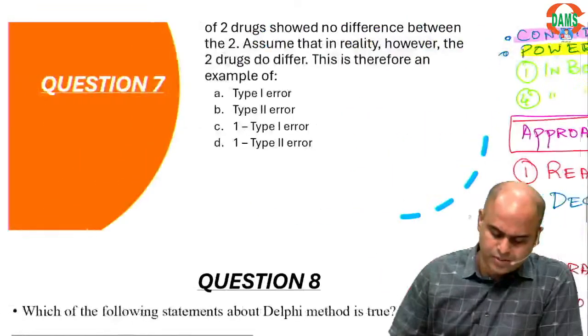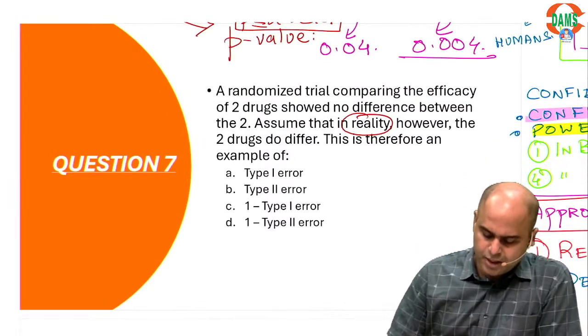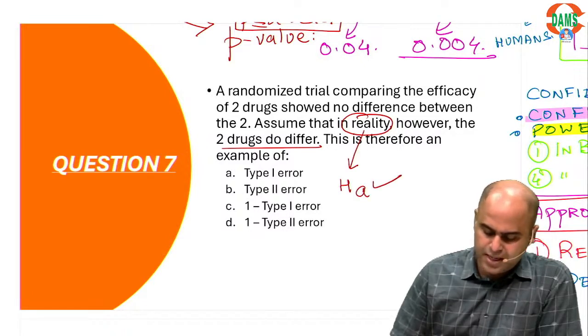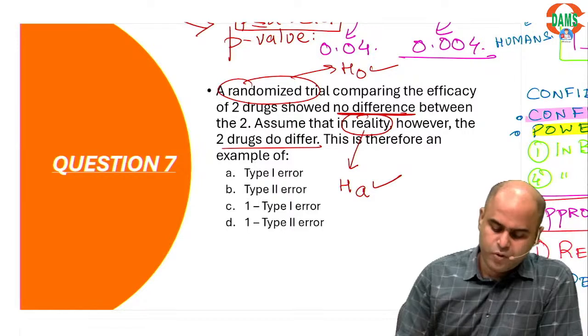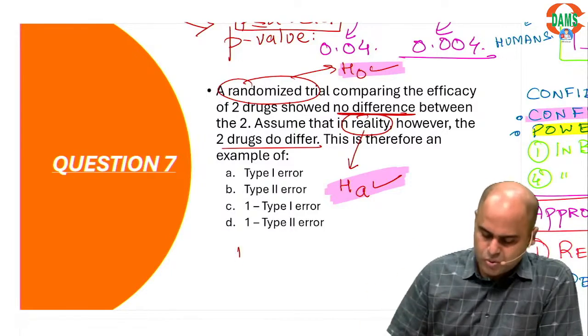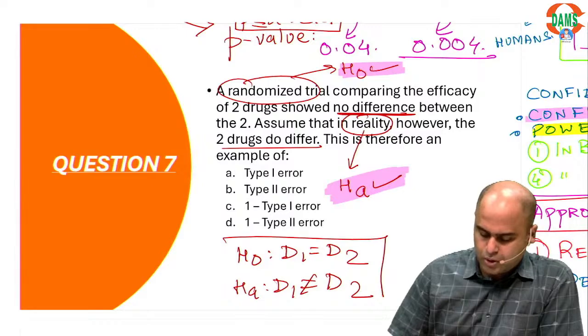In this question, it says, in reality, the 2 drugs do differ. So HA is right. In the RCT, no difference. H0 is right. Now guys, if you cannot pick up this, trust me, it is impossible for anyone to ever solve this question, because what is the null hypothesis? When drug 1 equals drug 2. What is the alternate hypothesis? Drug 1 not equal to drug 2.